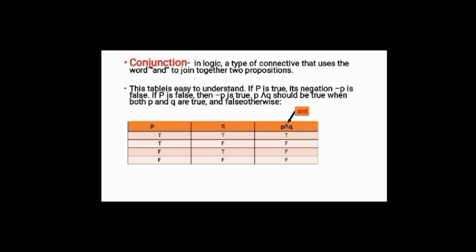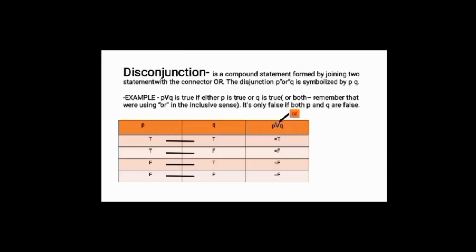So as you can see, true and true is equivalent to true, while true and false is equivalent to false. Next is the conjunction. The statements here are not the same in the conjunction. Pag sa conjunction kasi, pag ang dalawang statement ay hindi magkapareho, it is equivalent to false.